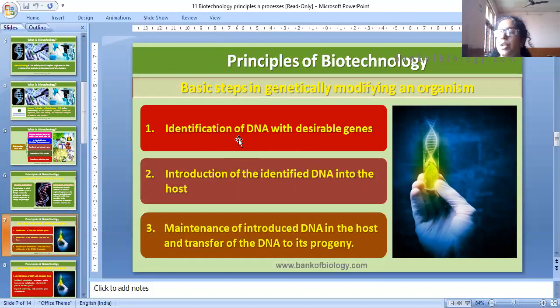Now, introduction of the identified DNA into the host. After identifying this DNA, it should be introduced into the host. Next one, maintenance of the introduced DNA in the host and the transfer of the DNA to its progeny.